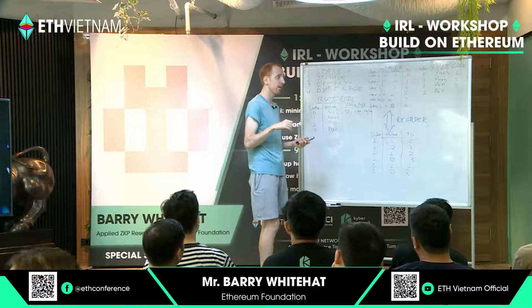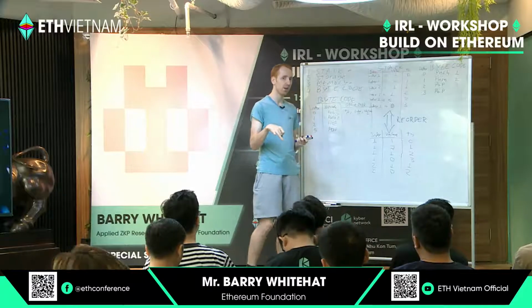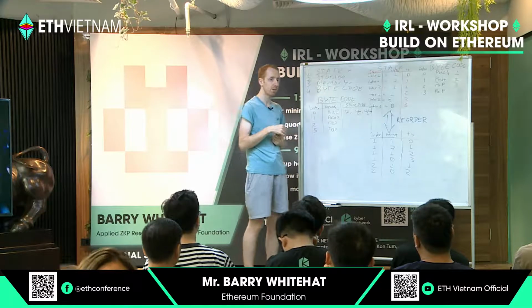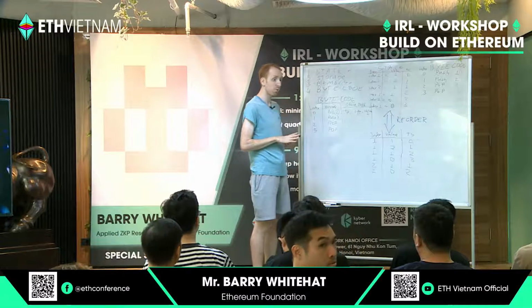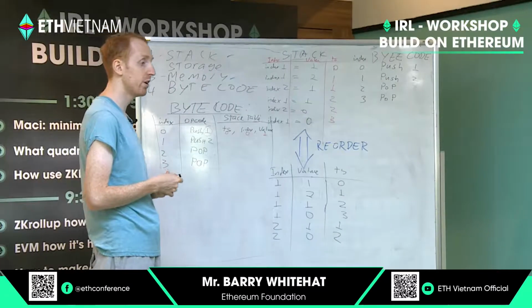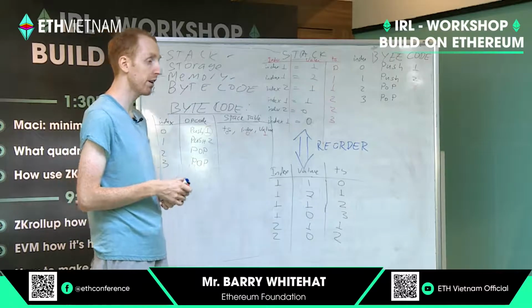If someone tries to push more than 1,024 elements, there's this weird error case that we need to think about. So for that we track the current stack pointer, and we say this is the current stack pointer to make sure that the prover doesn't overflow.